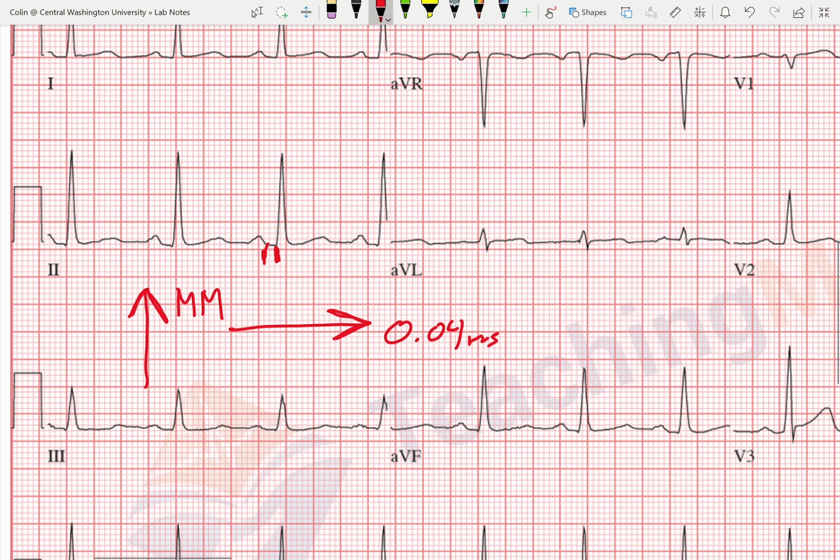When the AV node has a problem, this gap right here is actually going to grow and get longer in time. So we can count how long it's taking for the AV node to hold that signal. There's a healthy amount of time for it to hold it, and once it gets beyond a certain amount of time, then the AV node's not working properly. So we can count in time across from left to right. All the big boxes are 0.20 milliseconds. So you can count them by small boxes or big boxes.